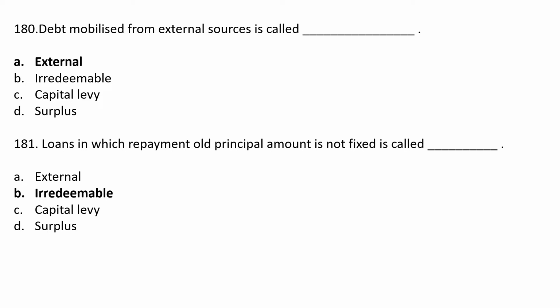Loan in which repayment of the principal amount is not fixed is called dash. Option A external, option B irredeemable, option C capital levy, option D surplus. The correct answer is option B irredeemable. Loan in which repayment of the principal amount is not fixed is called irredeemable.